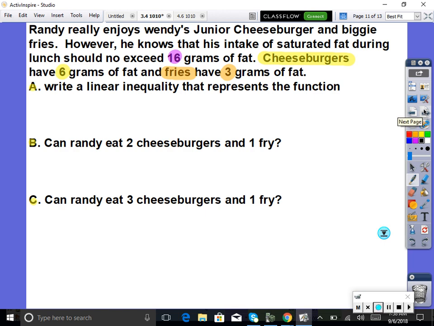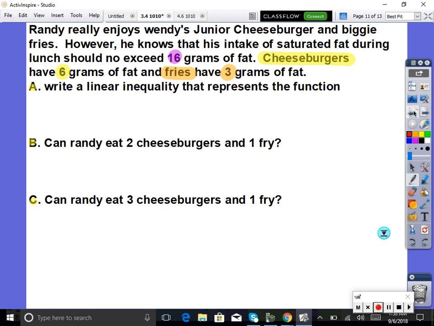Okay, this is my last two, I think this is actually the last example of this lesson. So, it's actually really easy, guys. These story problems are really easy. Let's read this. It says, Randy really enjoys Wendy's Junior Cheeseburgers and a Biggie Fries. However, he knows that his intake of saturated fat during the lunch should not exceed 16 grams of fat. Cheeseburgers have 6 grams of fat and fries have 3 grams of fat. It says, write a linear inequality that represents the function.